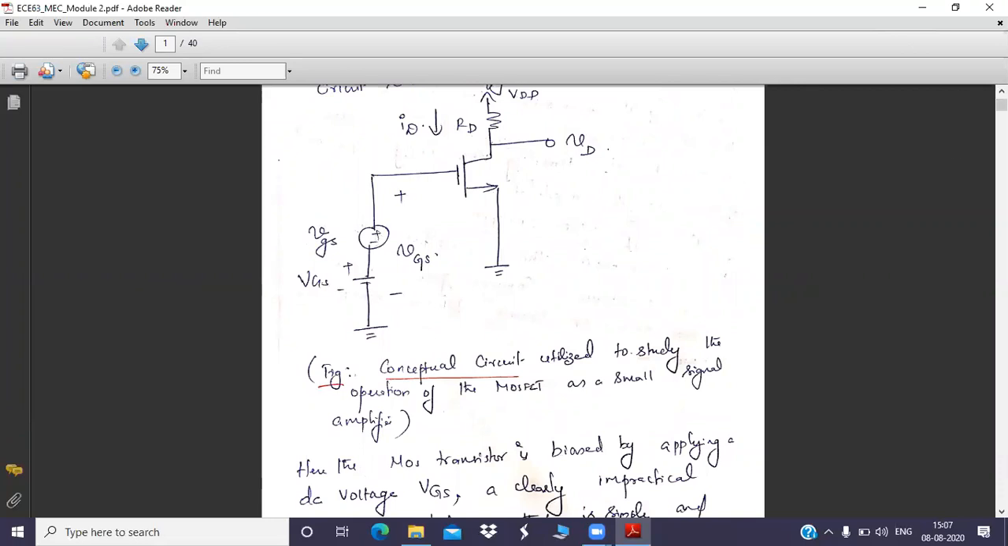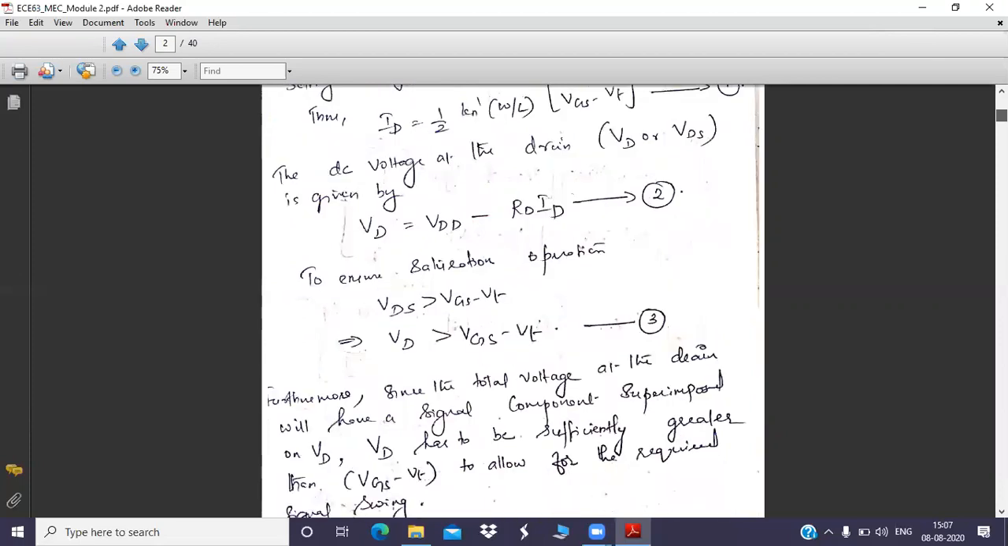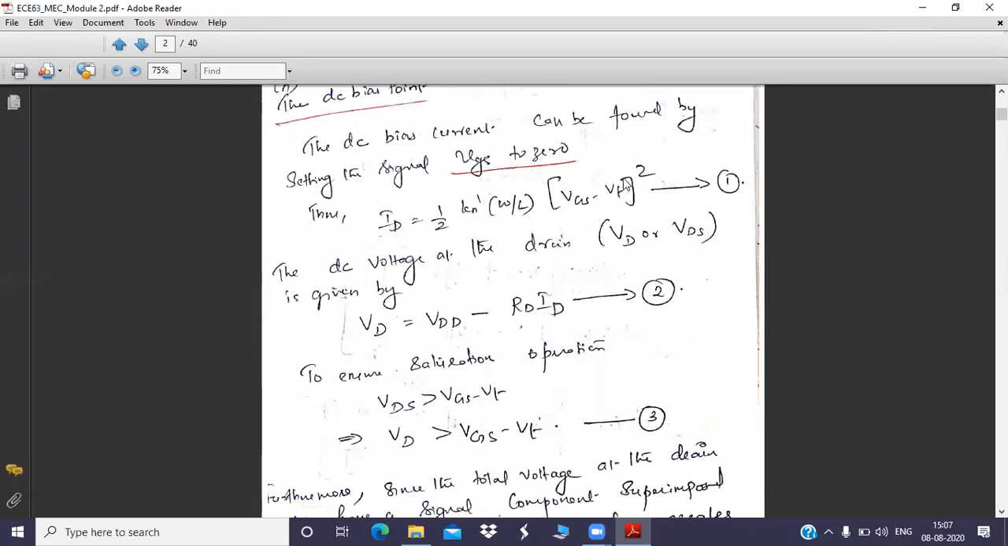Since in this topic we are dealing with the small signal analysis, we will be dealing with only DC. DC means pure DC, not AC. Pure DC means only capital letters. So capital VGS minus VT the whole square. Understood? And how did we get this particular equation from the earlier module? We know this is the condition for the saturation region. This is the equation satisfying our saturation condition, that is, the expression for the drain current.